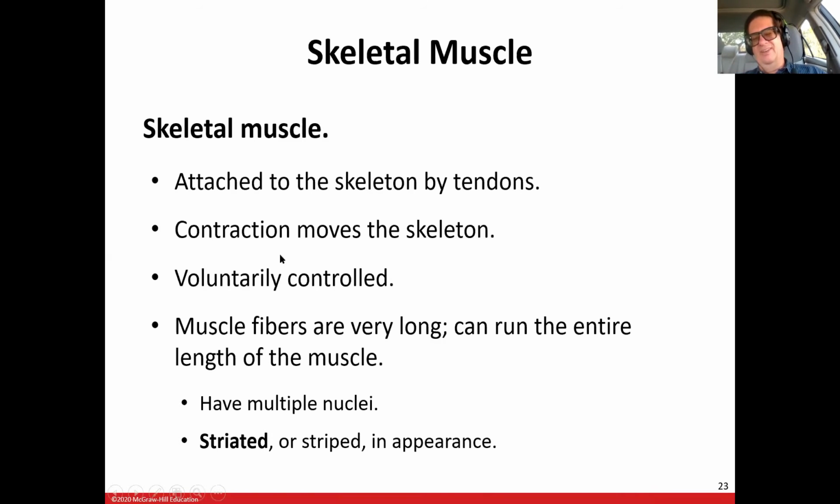So there's an exception. Biology is full of exceptions. All right, so skeletal muscle is voluntarily controlled. You can choose to move the muscle. Muscle fibers are really long. They can run through the whole muscle. The muscle fibers, the muscle cells, can have multiple nuclei. And if it is skeletal muscle, it's going to be striated or striped in appearance.